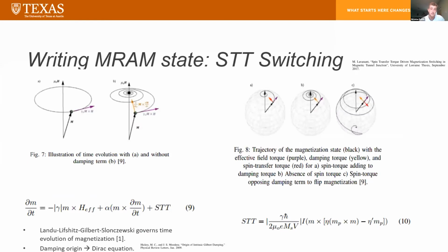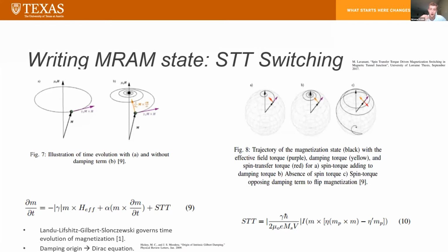So instead, we're going to use STT switching. This is the equation that governs dm over dt. So this is basically current-based switching. The first term is the effective precession around the magnetic field. The second term is the damping about that magnetic field. And the third term is the spin torque transfer term.